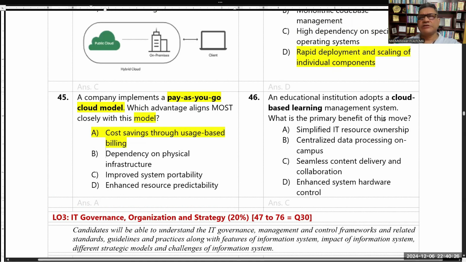Answer A. An educational institution adopts a cloud-based learning management system. What is the primary benefit of this move? The primary benefit of this move is seamless content delivery and collaboration. Answer C. So we have completed Learning Object 2 MCQ.